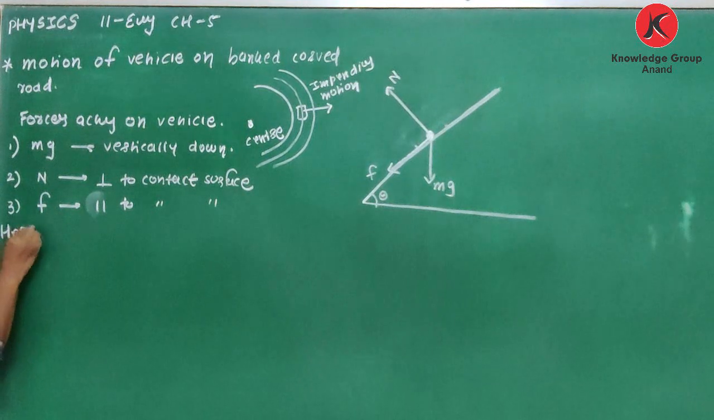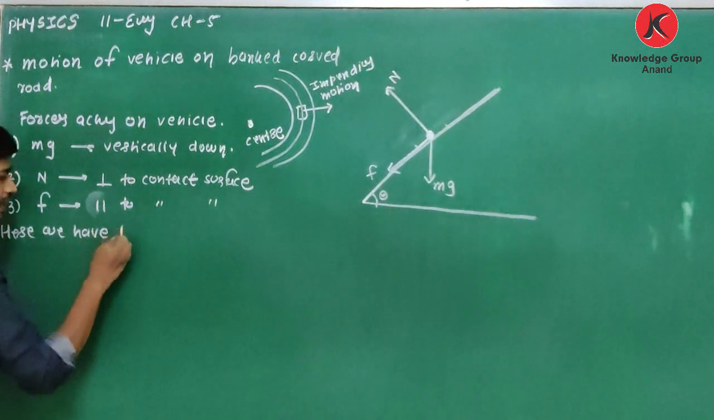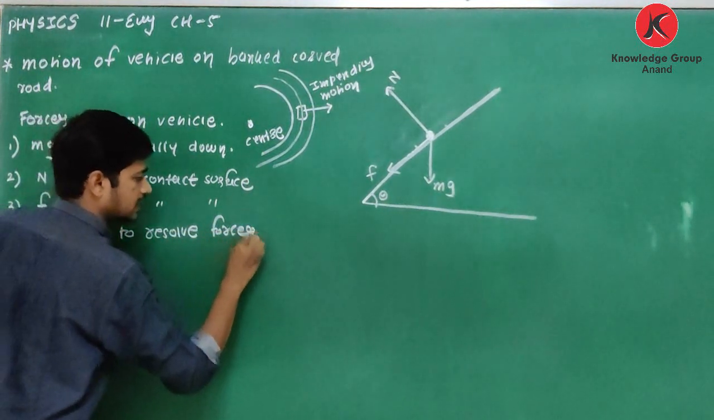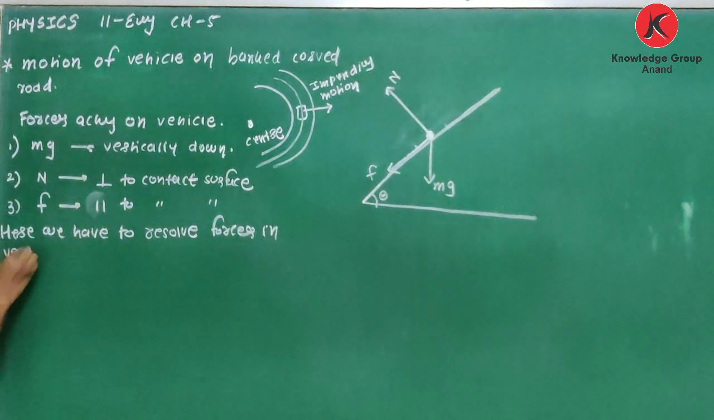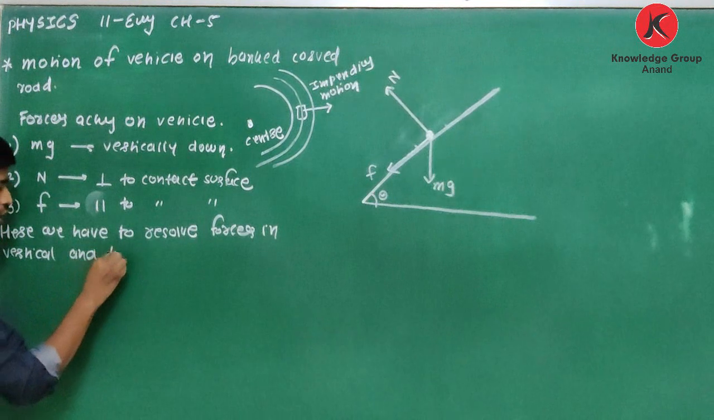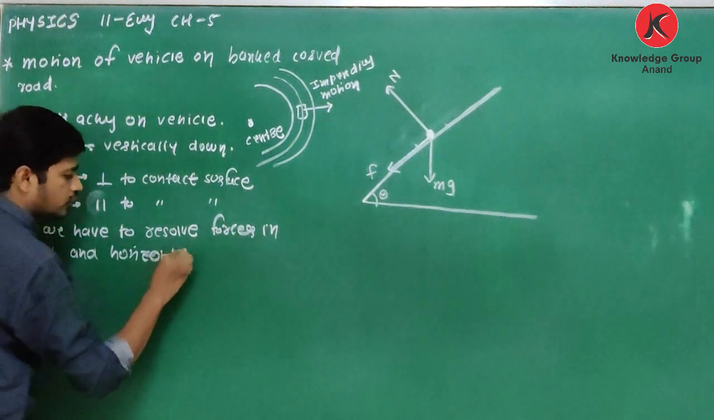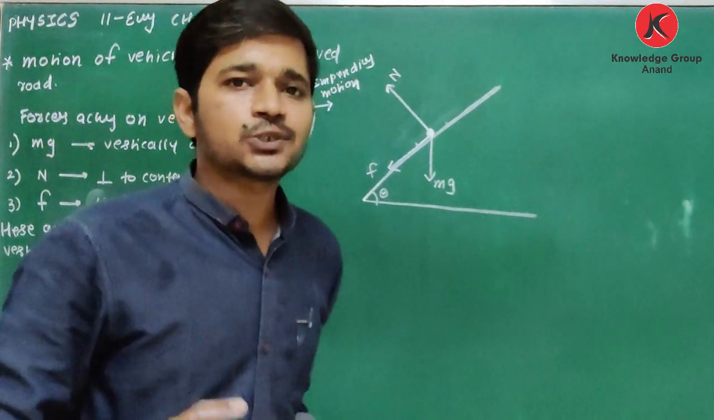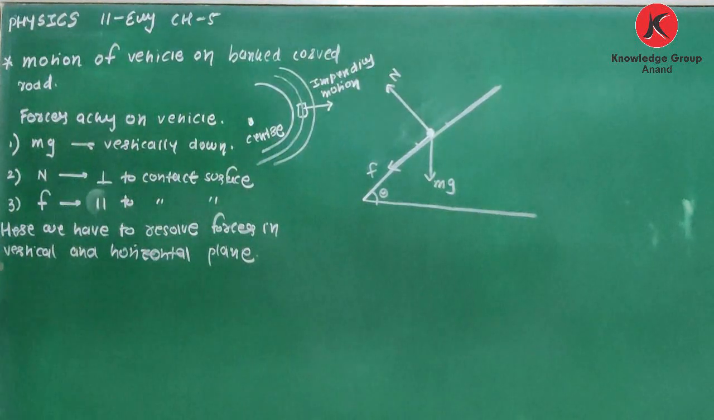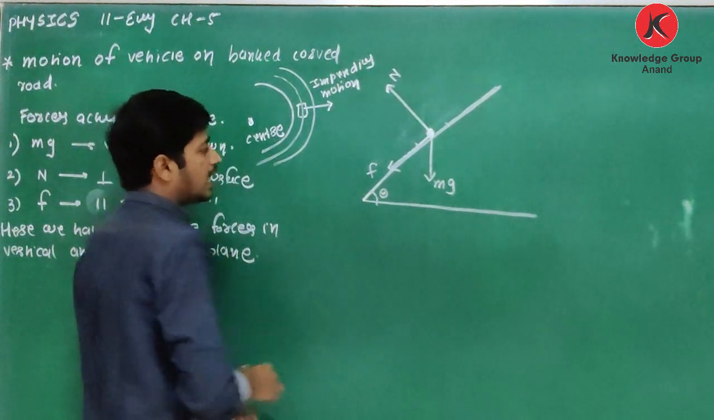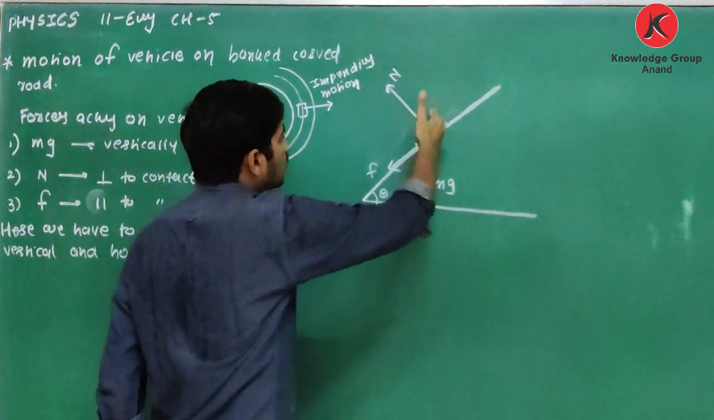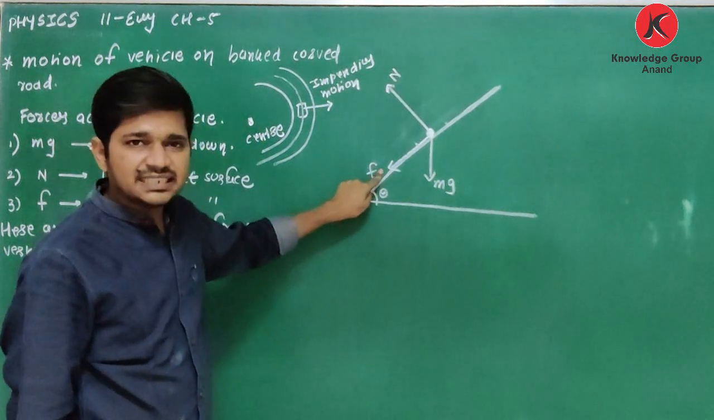Here we have to resolve forces in vertical and horizontal plane. Clear about this? Yes, this case is different because in this case we have to find centripetal force. So here we have to resolve forces in vertical and horizontal plane. So identify mg, it is already in vertical plane, yes or no? Yes, mg is already in vertical plane, but this F, is it in vertical plane?